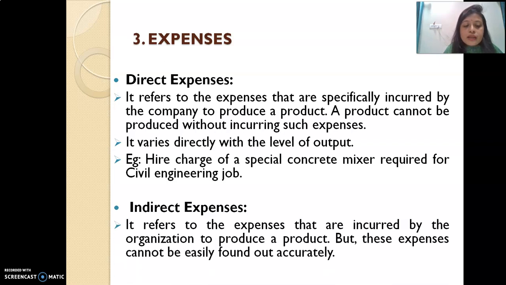Indirect expense. It refers to the expenses that are incurred by the organization to produce a product, but these expenses cannot be easily found out accurately. Example, power used for production. So the expenses which are indirectly related with the production of the product are called indirect expenses.